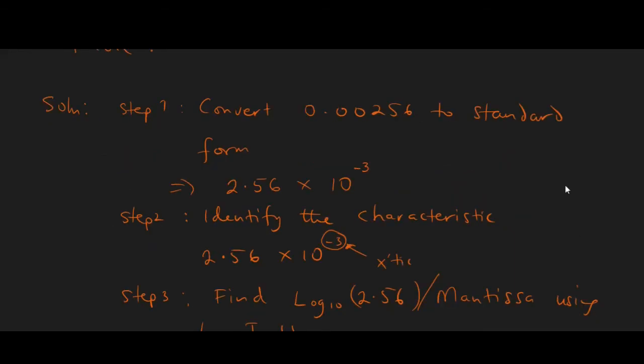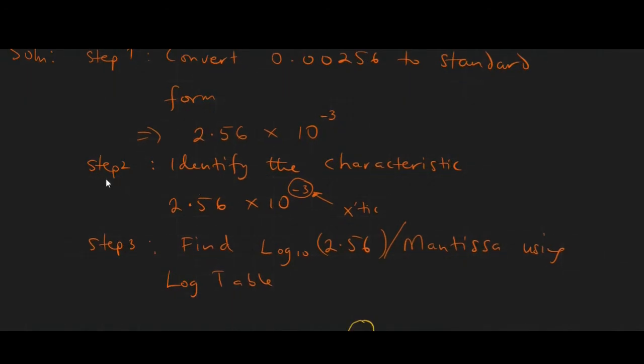So the first step is to convert the number 0.00256 to standard form. And that gives us 2.56 times 10 raised to the power minus 3. So here we can identify the minus 3 as the characteristic. In step 3, we will find the logarithm to the base 10 of the number 2.56. That is the Mantissa part, using the log table.